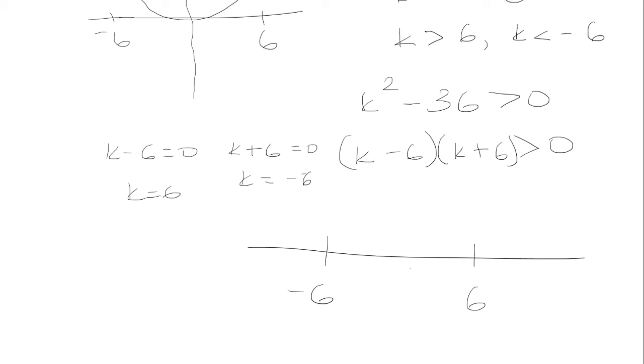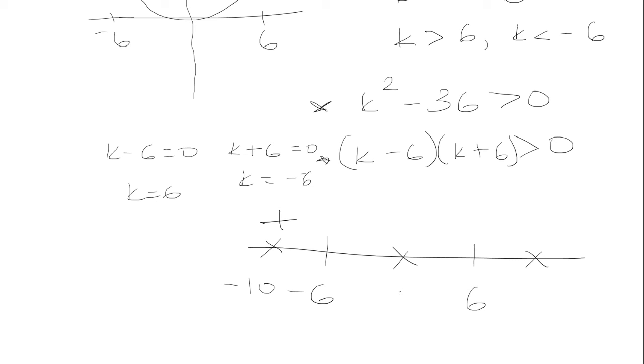So all you will do is test these three regions to see when k squared minus 36 is positive. If I test the region to the left of negative 6, let's say negative 10, I plug it into either this equation or this equation. They're identical, so it doesn't matter. I get negative 10 squared, which is 100, minus 36. That's positive 64.